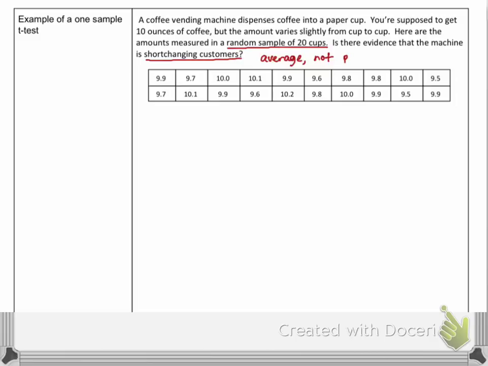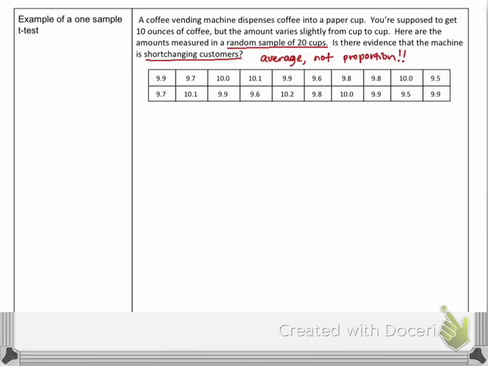So what I'd like you to do is grab your calculator. Okay, so here's what I'd like you to do. Grab your calculator, and you're going to type all 20 of these numbers into your L1. So pause and go do that.